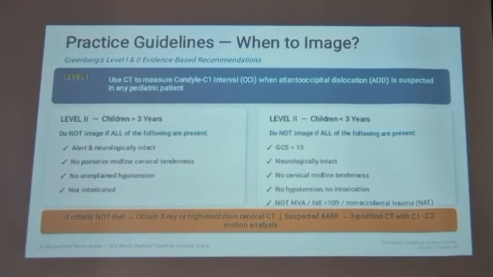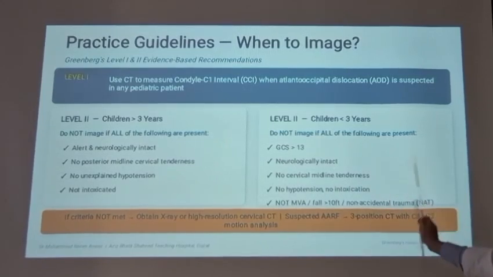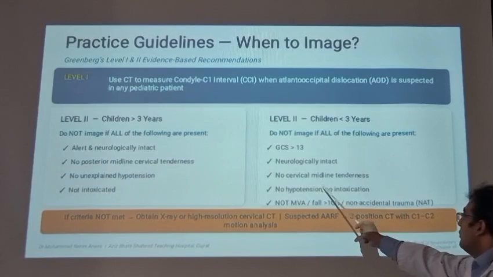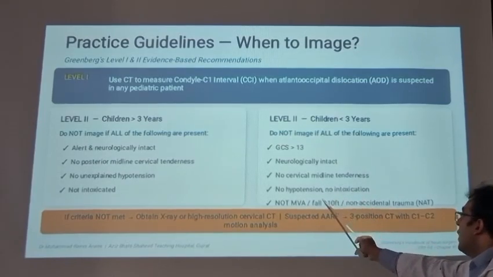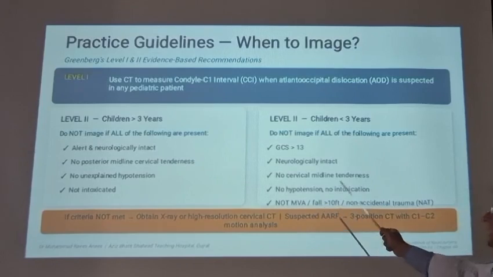So the practice guidelines, when to image. The Greenberg level 1 and 2 evidence-based recommendations are divided into children greater than 3 years and children less than 3 years. So first we come to the child less than 3 years. Do not image if all of the following are present: GCS greater than 13, neurologically intact, no cervical midline tenderness, no hypotension, no intoxication, not a motor vehicle accident, fall less than 10 feet, and not a non-accidental trauma.